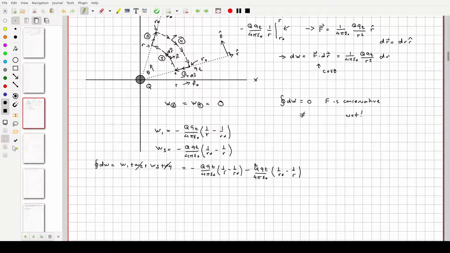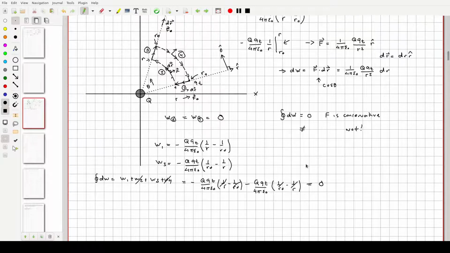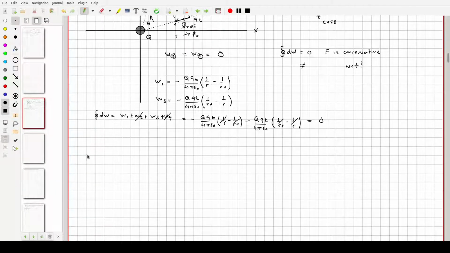So the leading terms here are the same. What's in parentheses has been switched. And if you take a look here, I see a minus 1 over R and a plus 1 over R. Those cancel. I see a plus 1 over R0 and a minus 1 over R0. Those cancel, and so you get 0. So what that means is the electrical force is a conservative force. So the Coulomb force is conservative. Now what that means is this: if it's conservative, we can define a potential energy.